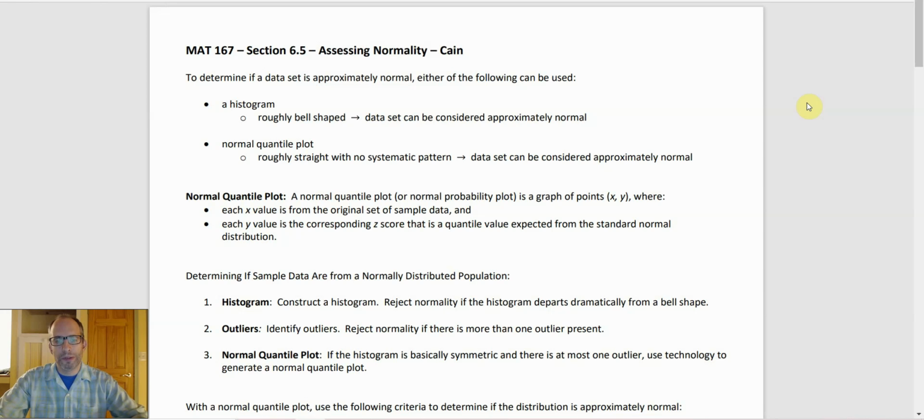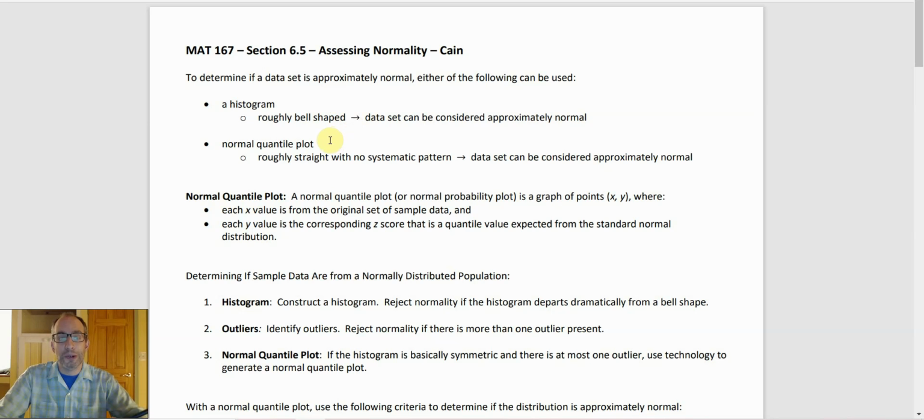Section 6.5 is about assessing normality, which is where you take a look at a data set and try to determine if you think it came from a normal distribution or not. The obvious way to do it at this point would be to use a histogram, right? That's a thing that came up a couple of chapters ago. You make the histogram, and if it has a rough bell shape, then you'd say, okay, I think we can say this is approximately normal. Sure, that's one way to do it.